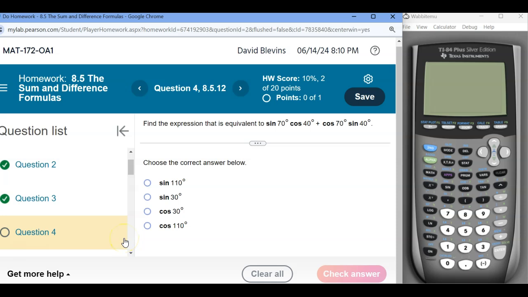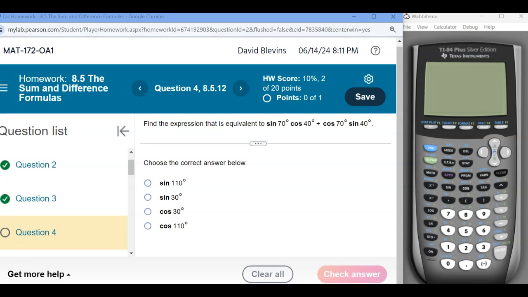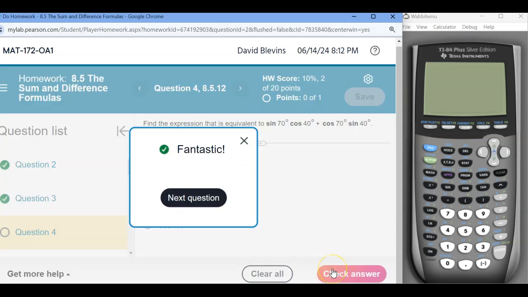Now this one's checking, can you go back the other way? So I have a sine and a cosine. If you recall from what we just said, the fact that there's a sine and a cosine implies that it's going to be either sine 110 or sine 30. The cosines are out because remember cosine has cosine, cosine, sine, sine. So it's going to be one of these two. Now because this is a sine, remember that the operation remains, so it's plus. We add 70 and 40, so that means it's going to be the sine of 110. So just make sure that you're getting that down.